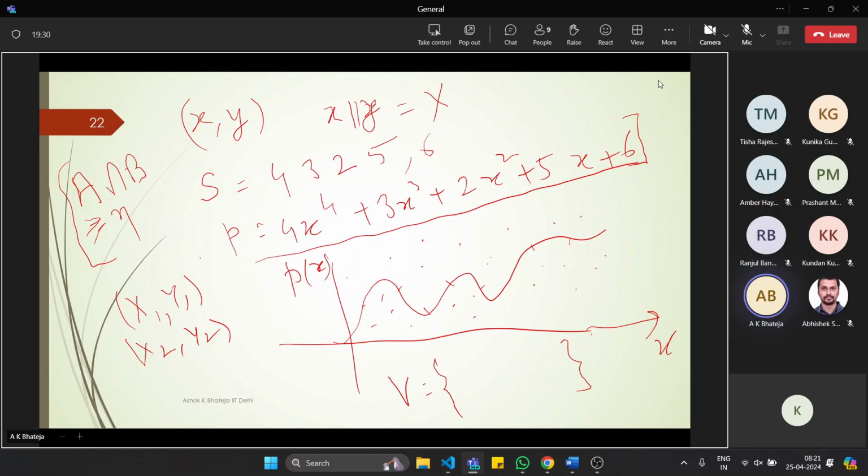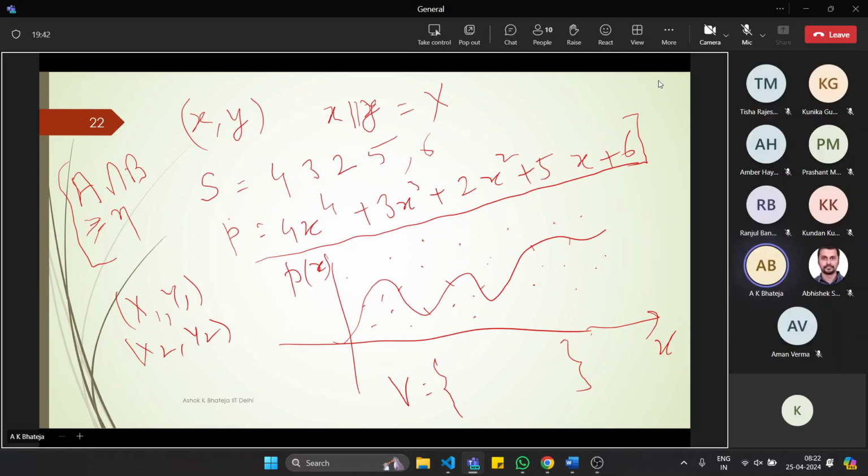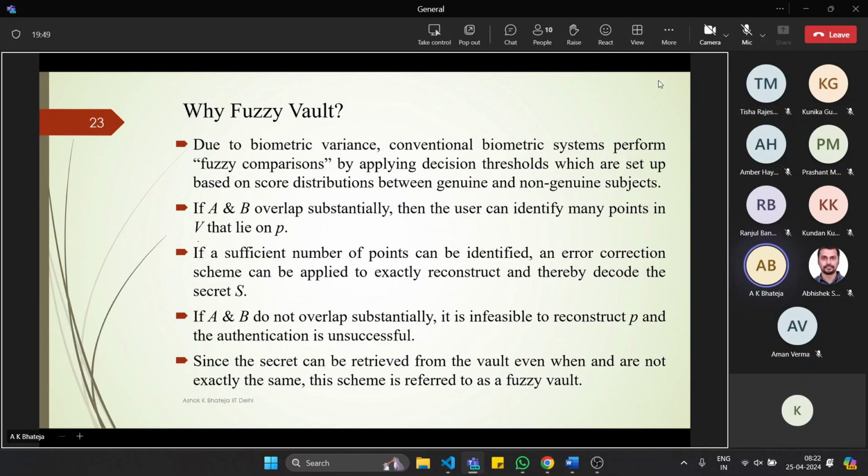So the attacker or the genuine user has to find out these 5 points which are lying on the polynomial. And if the same biometrics is given, then it is easy to find the points which are lying on this polynomial from this bigger set. Otherwise, it is a hard problem. So if a sufficient number of points can be identified, an error correction scheme can be applied to exactly reconstruct, thereby decoding the secret.